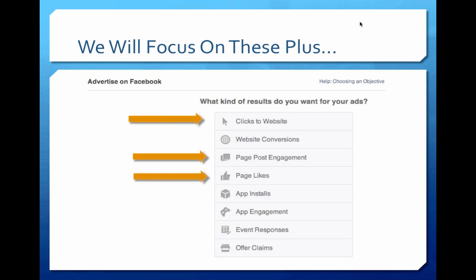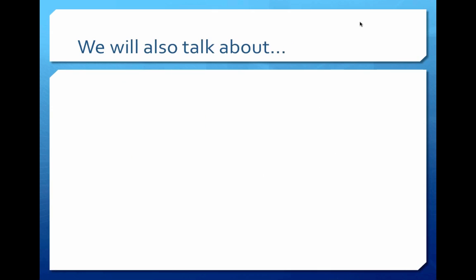You want to bring people off Facebook. And then page post engagement, we'll talk about the advantages and disadvantages of that, but we will be looking at that and showing you how to do all three of these.